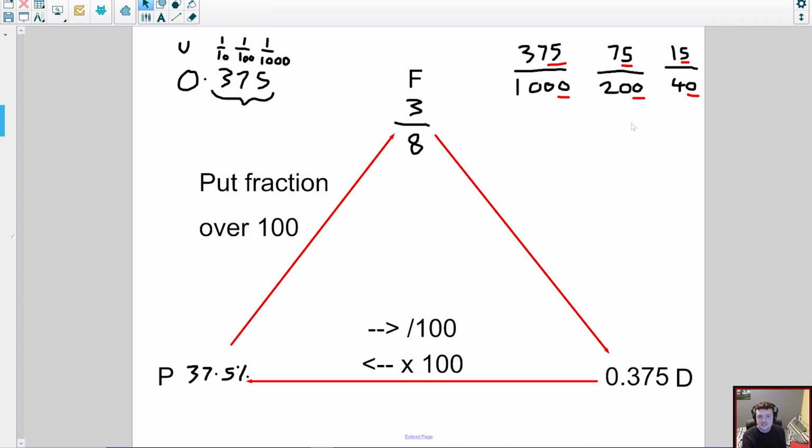Now, you might be able to see a faster way of doing this. For example, we could go in 75s straight away and end up with 5 out of 8 immediately, or 15s. But if you can't do that, that's fine. Just do it in stages, and that's perfectly fine as long as you end up with the simplest answer of 3 out of 8 for that kind of question. And this triangle should be ingrained into your mind because this is the perfect explanation for how to get from fractions to decimals to percentages over and over again. So that's how we're going to do that.